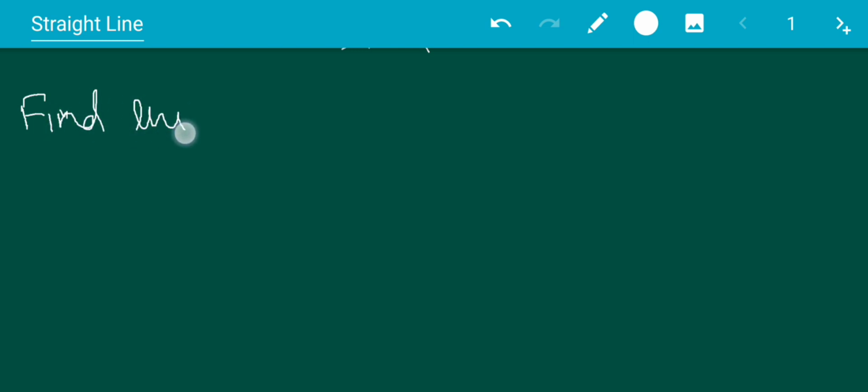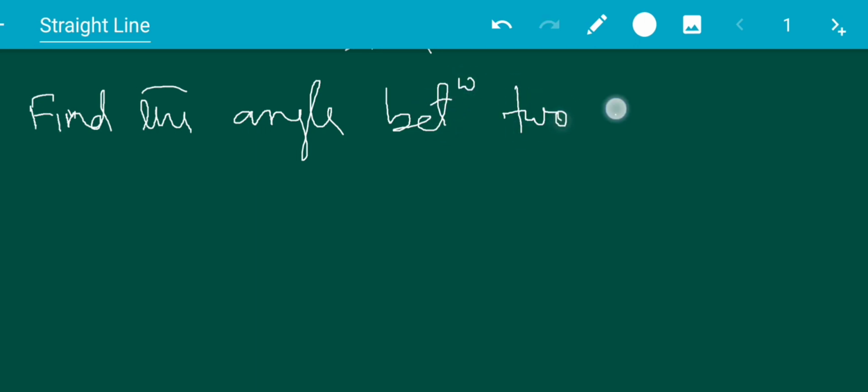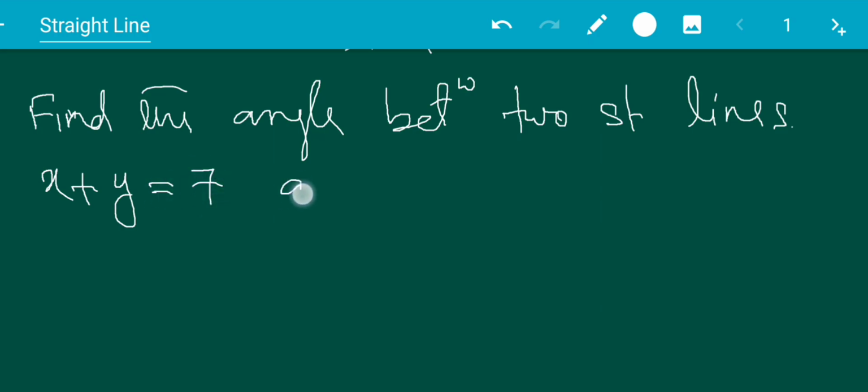Find the angle between two straight lines x plus y equal to 7 and 2x plus 3y equal to 9. Okay, so equation of line is given, so you have to find the slope of these two lines.